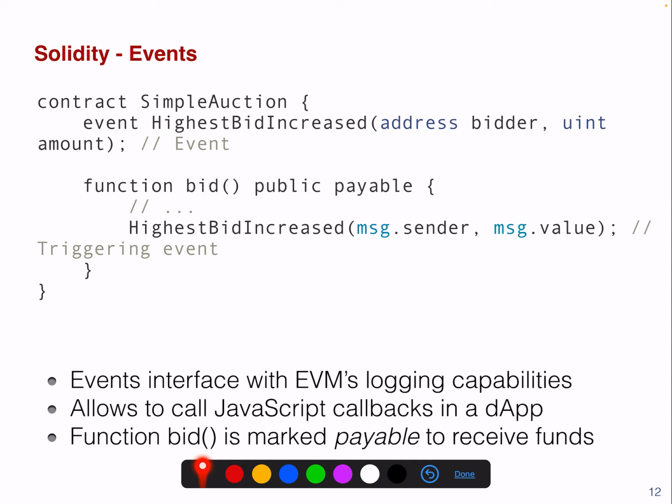And in JavaScript, you can have a callback that basically listens to this event in order to update your web interface. Right? What's also interesting, which is another modifier that we haven't yet discussed, is payable. And this means you can actually send funds to this particular contract through that address. If this is not defined as payable, you can't send funds to this particular function.